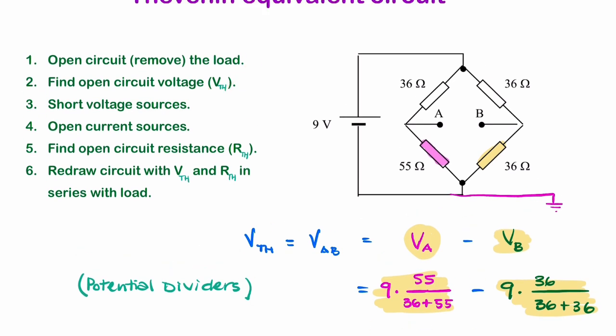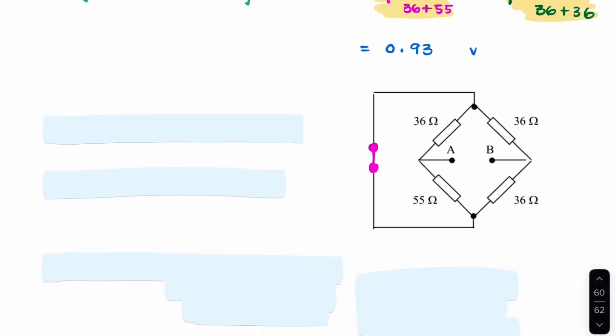So we're halfway through. Now we need to find the Thevenin resistance, and to do that we have to get rid of the source. For independent voltage sources, we short circuit them. So here we're going to short the voltage source, and we want the resistance between A and B.